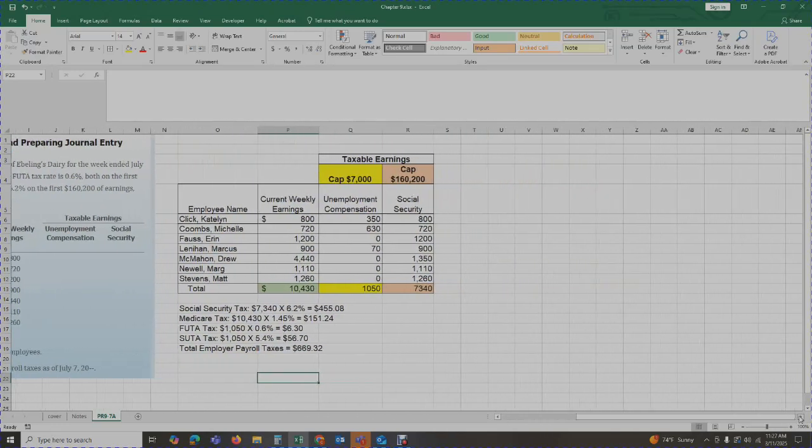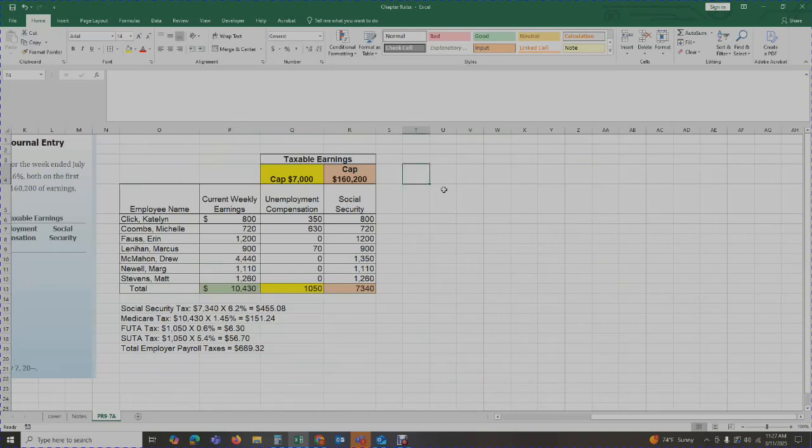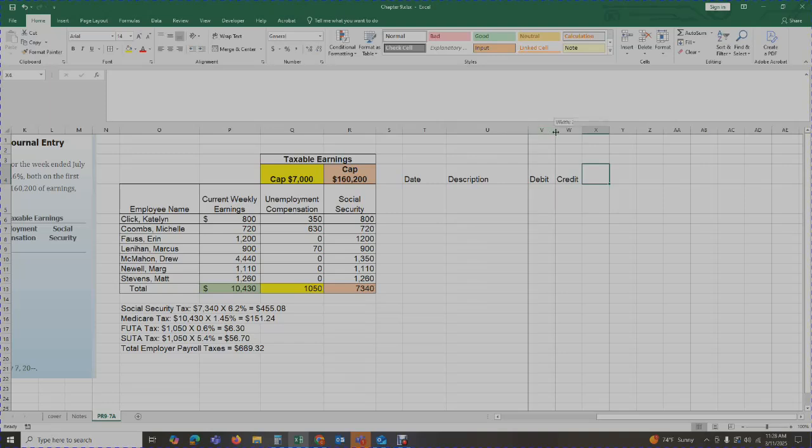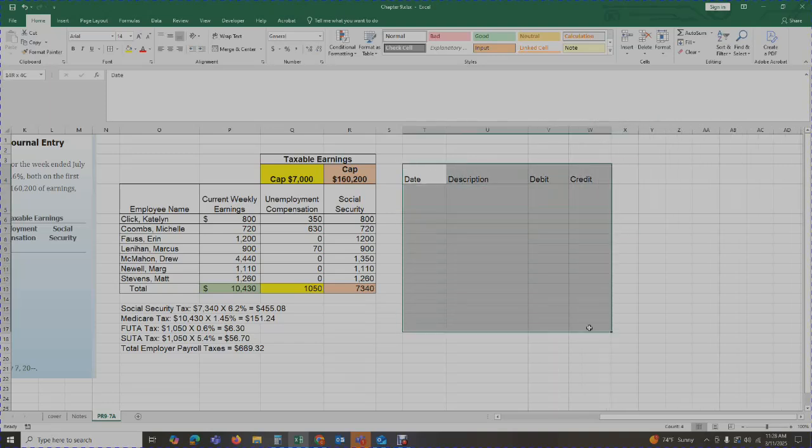So now that we've done that, we can move on, and I forgot to set up my journal. So let's set it up real quickly. We've got the date, the description, the debit, and the credit. Now we have to actually do the journal entry for our payroll taxes.